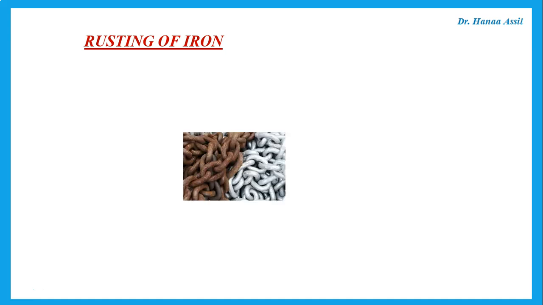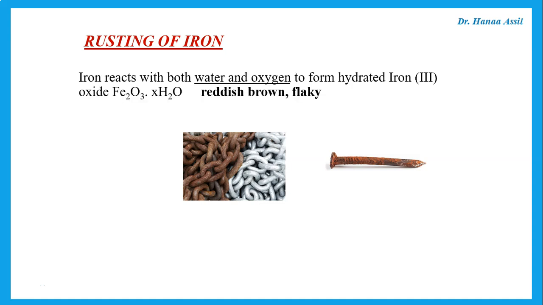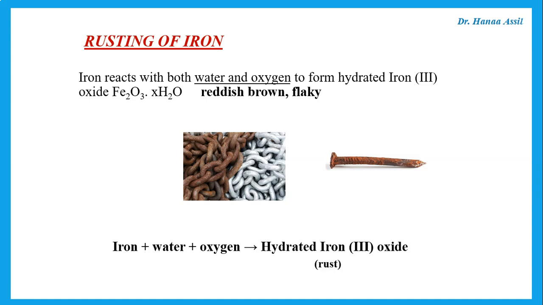Rusting of iron. Remember, iron reacts with what? With water and oxygen to form rust. So rust is the common name, but the chemical name is hydrated iron(III) oxide. So if we say the chemical name, hydrated iron(III) oxide, that's what we call rust. We need water and oxygen. What is the appearance of rust? It is reddish brown.